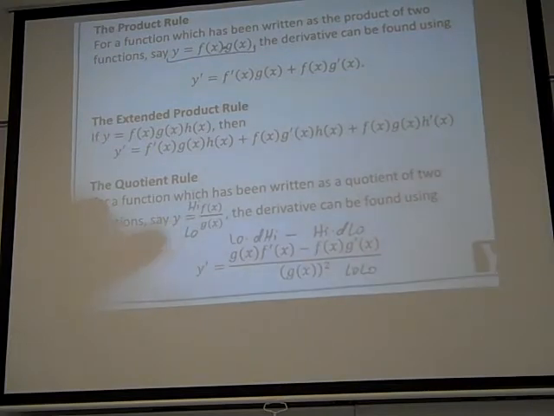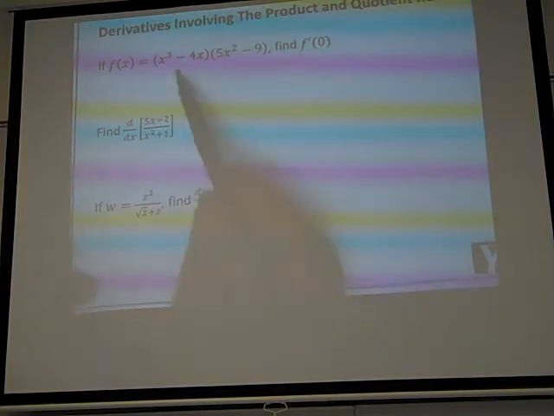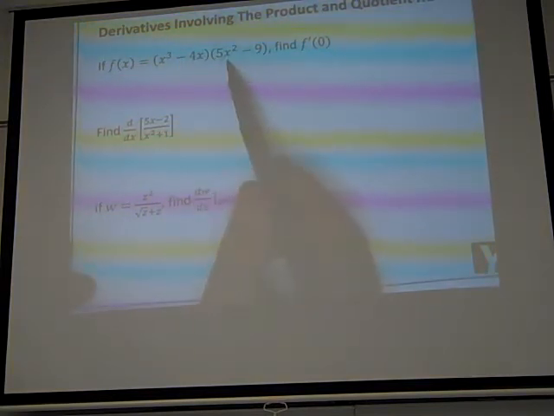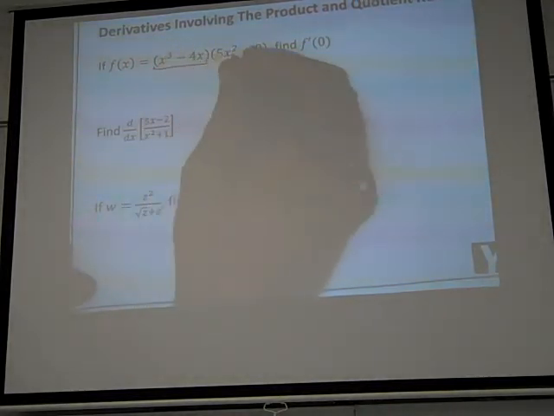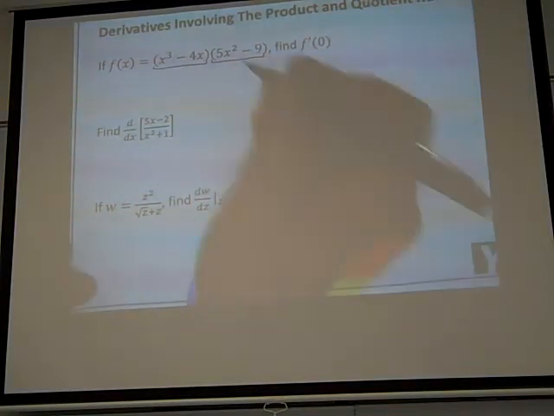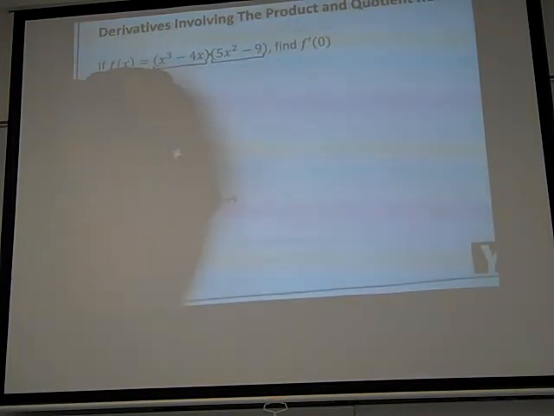All right, let's actually put this to practice. This first example, f of x is x cubed minus 4x times 5x squared minus 9. So x cubed minus 4x is the first function. 5x squared minus 9 is the second. I'm multiplying those together, and I want to find f prime of 0. In order to do that, we're going to use the product rule.